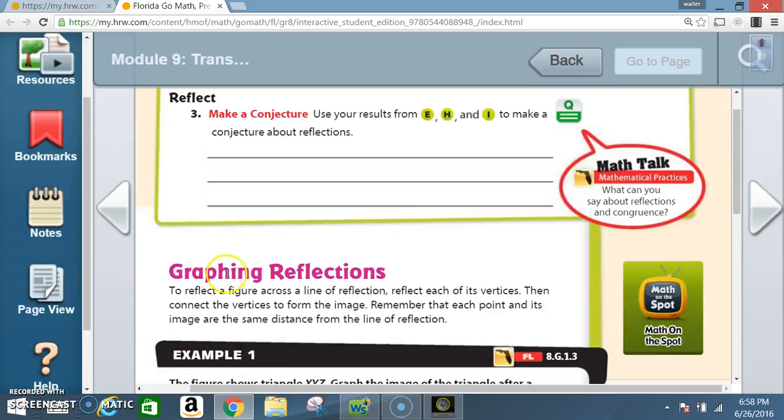Example 1, Graphing Reflections. To reflect a figure across a line of reflection, reflect each of its vertices, then connect the vertices to form the image. Remember that each point and its image are the same distance from the line of reflection.